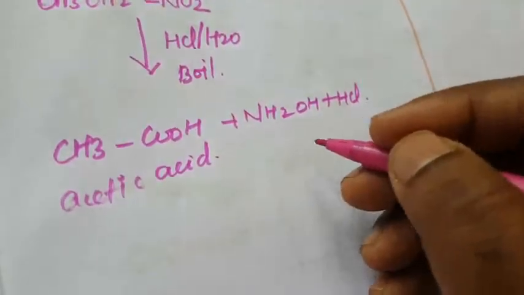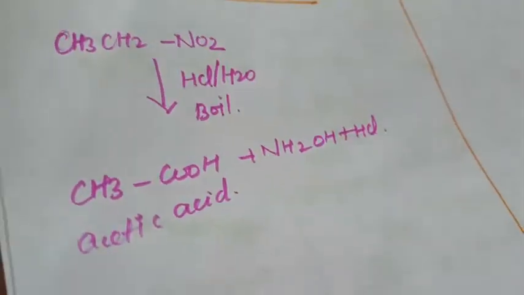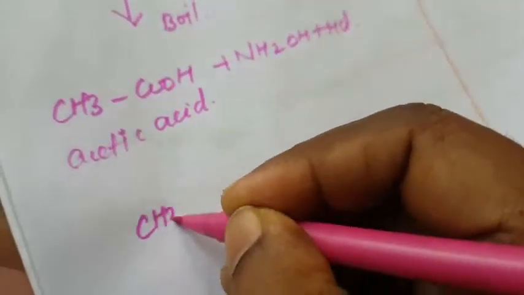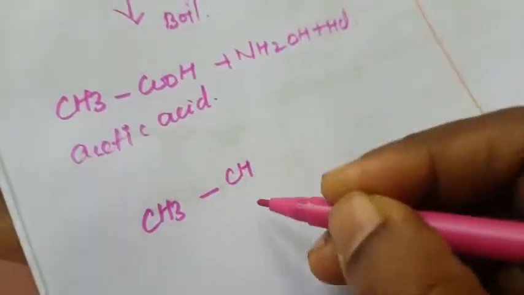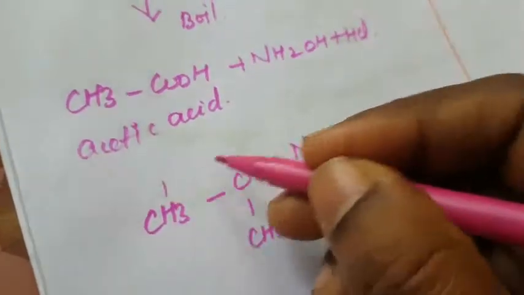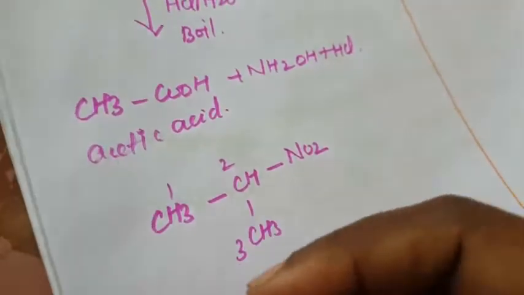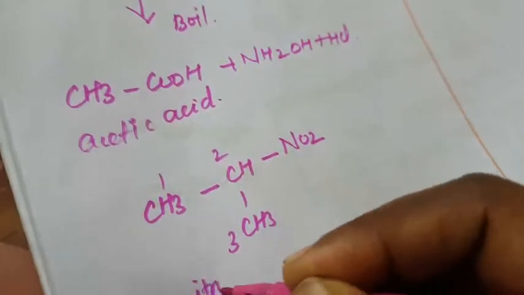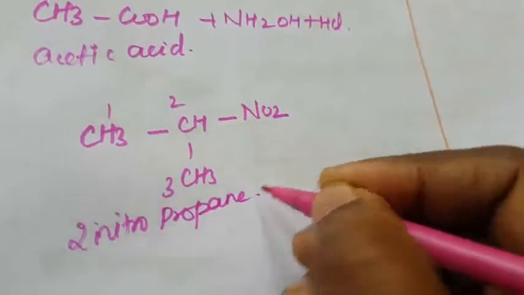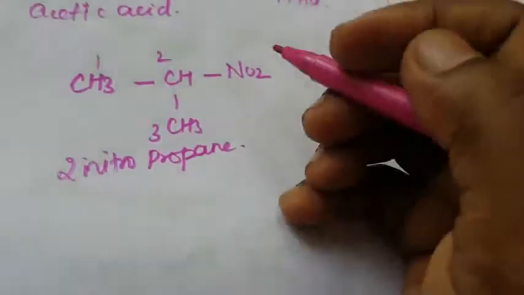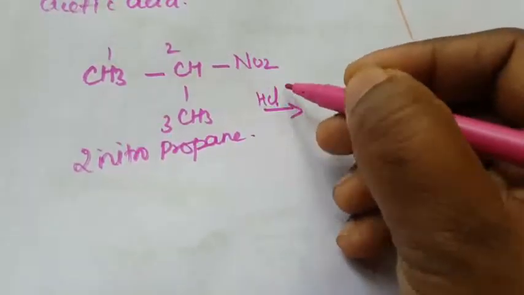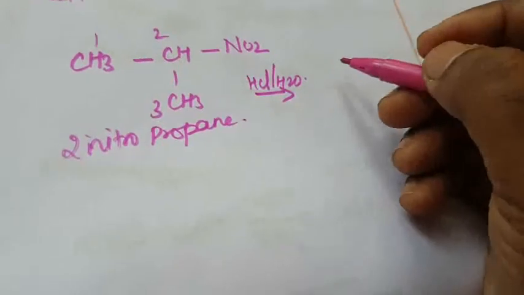Again, second one is 2-nitropropane. So how to write? CH3, CH, CH3, NO2. So how to number, 1 2 3? What is this compound? 2-nitro, 3 carbons, what is the root word? That is propane. 2-nitropropane. Again it will be hydrolysis with HCl and it forms acetone.